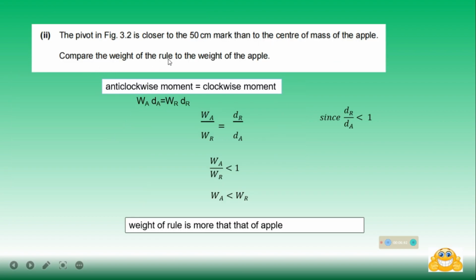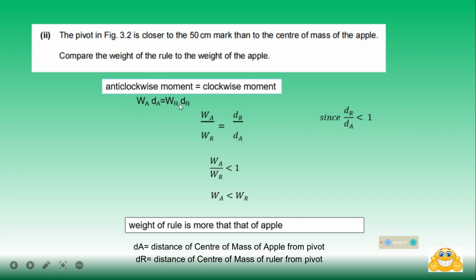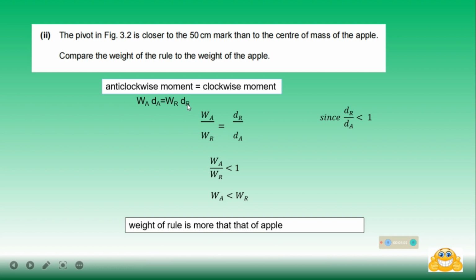Compare the weight of the rule to the weight of the apple. So we know that if the system is balanced, the anti-clockwise moment is equal to the clockwise moment. Weight of apple multiplied by the perpendicular distance of the apple from the pivot, this is the moment of the apple, is equal to the weight of the ruler multiplied by dr. dr is the distance of the ruler from the pivot. We know that dA is more than dr, so dr by dA will be less than 1.